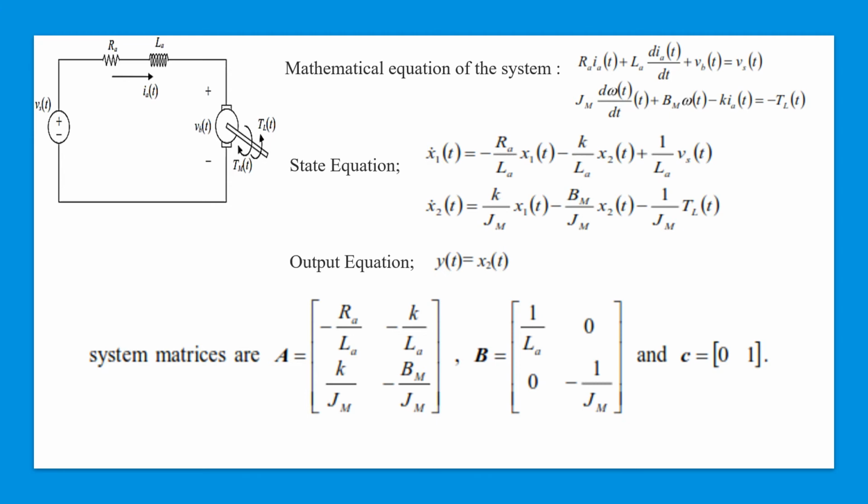One is x1 dot and another is x2 dot, and the output equation is just y(t) equal to x2(t). As we know, in a motor the output we get is mechanical energy. So as we are assuming that the state of the mechanical equation is x2, the output equation y(t) is just related with the state x2. And from this state equation we will get the system matrices A, B and C.